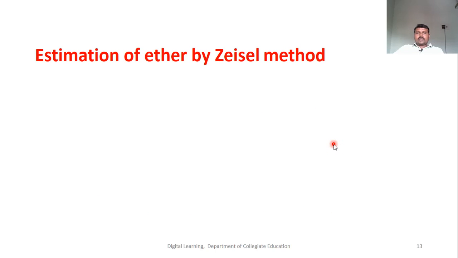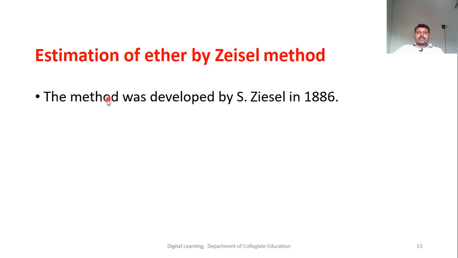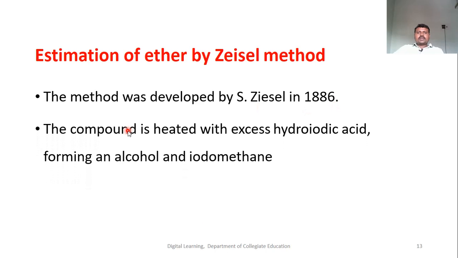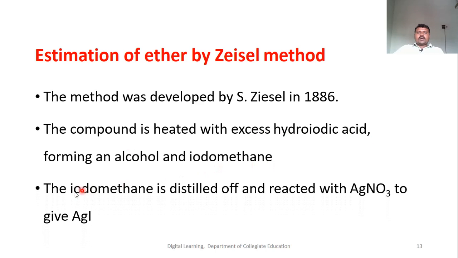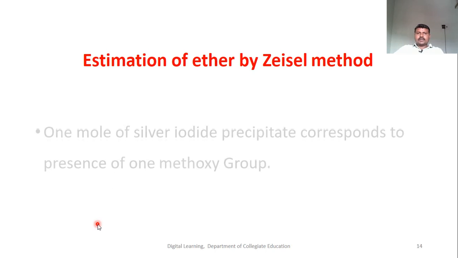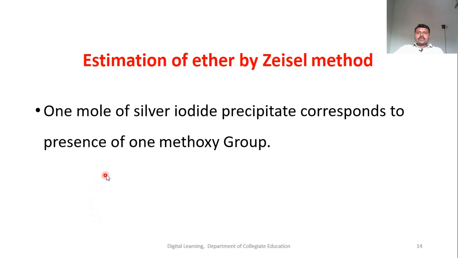Next, we'll move on to estimation of ether by Zeisel's method. The method was developed by S. Zeisel in 1886. In this method, the ether is heated with excess of hydroiodic acid, forming an alcohol and iodomethane. The formed iodomethane is distilled off and reacted with alcoholic silver nitrate to give silver iodide. The resultant silver iodide corresponds to the methoxy group. 1 mole of silver iodide precipitate corresponds to the presence of 1 methoxy group.